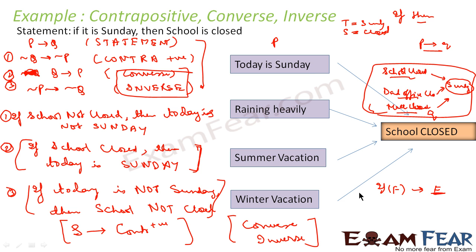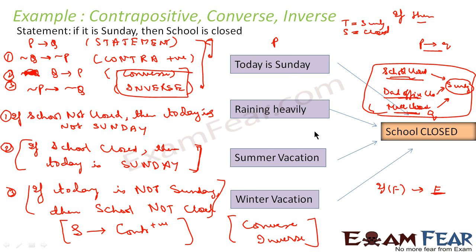And the bigger figure represents the first two scenarios, statement and contrapositive. So now I think the picture is pretty clear. In this figure, today is Sunday, today is raining heavily, today is summer vacation, or today is winter vacation, then school is closed. These all depict the statement, if P, then Q. Because this is P, this is Q. But here, today school is closed, today dad didn't go to office, today mall is closed, then all these things imply Sunday. These are the converse and inverse statements. This graph represents the converse and inverse, and this graph represents the statement and contrapositive.